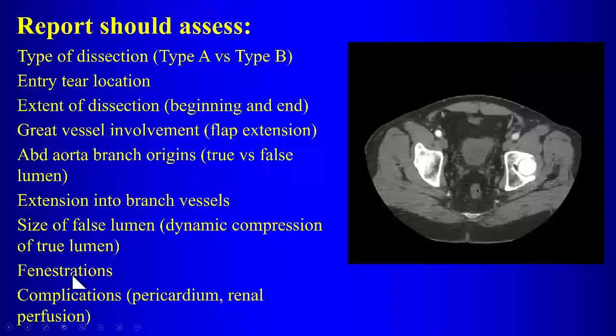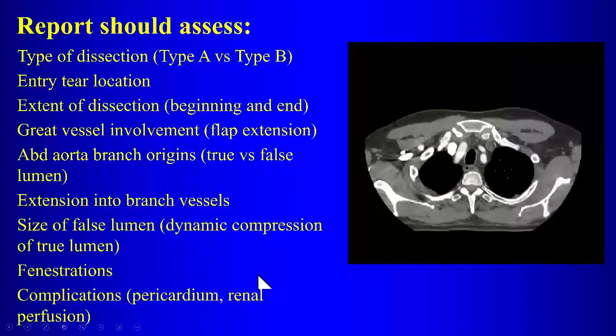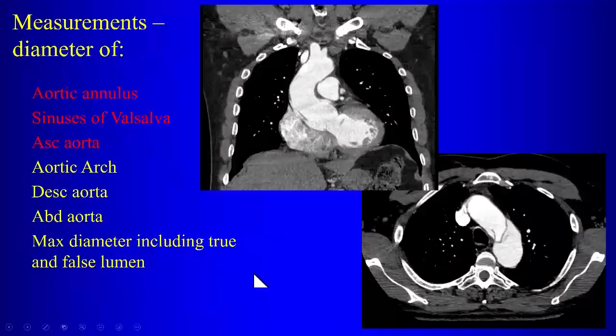Fenestrations: are there any other openings within the dissection flap except the entry tear? Because additional fenestrations tend to maintain patency of the false lumen. And then complications: is there pericardial effusion? Are there any problems with renal perfusion? So these are the things you want to think about, so you create a kind of checklist in your mind of these things to go through when you're dictating a report on an aortic dissection.